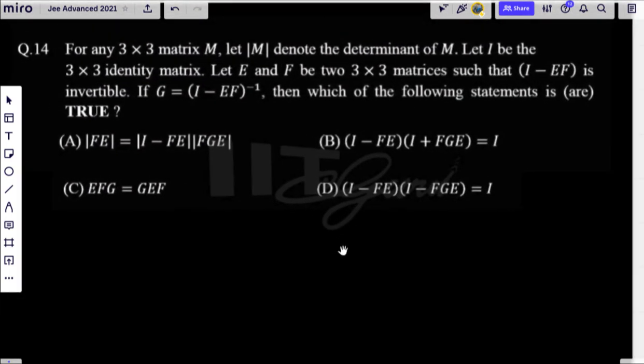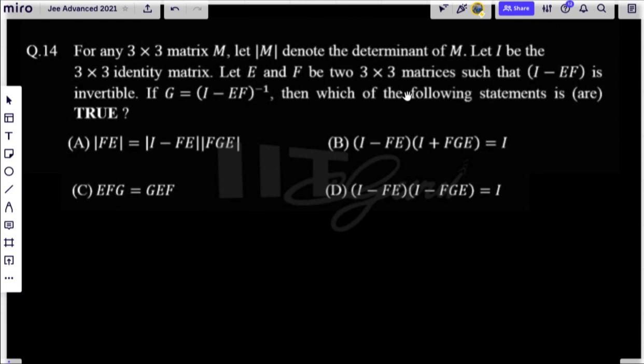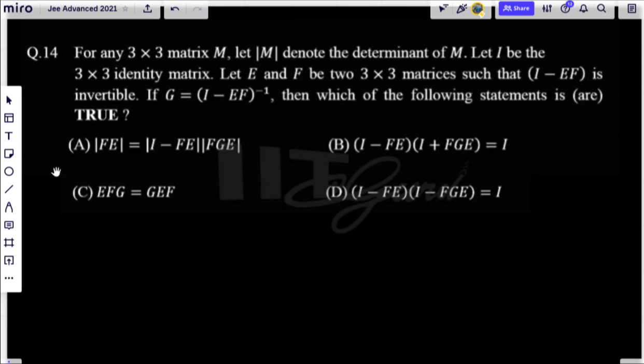This is again from the matrices part. If you see here, once again a multiple choice question, 3 into 3 matrices are given here, and mod M denotes the determinant of M, and let I be the 3 into 3 identity matrix, such that I minus EF is invertible. So G is equal to I minus EF inverse. Okay, fine. So better to write this, G equal to I minus EF inverse, which is given over here.